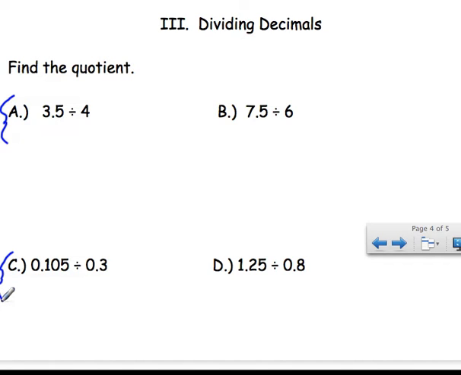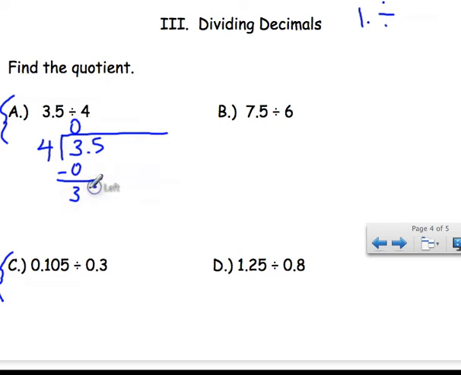So if I want to divide 3.5 divided by 4, the very first thing I'm going to do is just set up a division problem where I have 3 and 5/10ths divided by 4. And my first step is just to divide. The problem here is you can see 4 does not go into 3, so I write 0. 4 times 0 is 0. I subtract. And I have still 0.